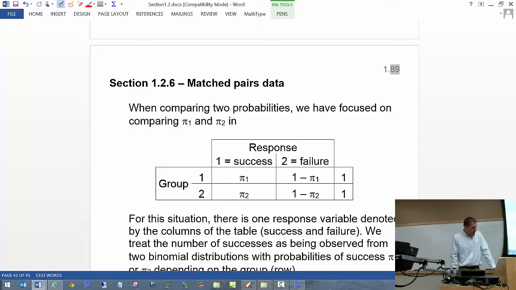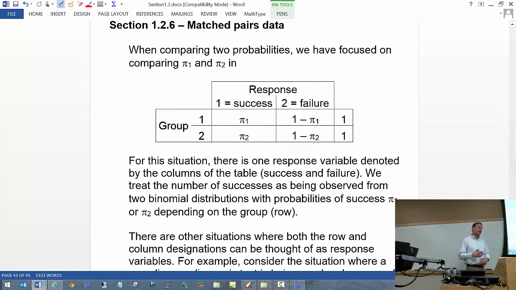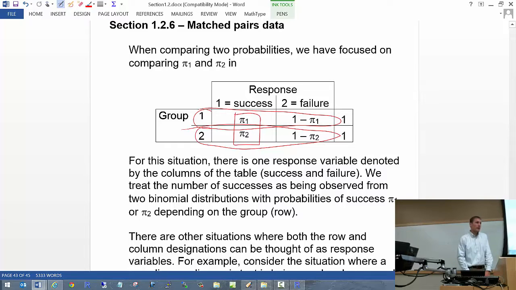There are 2 more subsections in section 1.2, which I am going to skip over. You're welcome to read them, but you're not responsible for them. Really briefly, the matched pair section. This allows you to look at a 2x2 table in a different way, where basically what we have been saying is that row 1 corresponds to 1 binomial distribution. Row 2 corresponds to 1 binomial distribution as well, and we are interested in comparing pi 1 and pi 2.